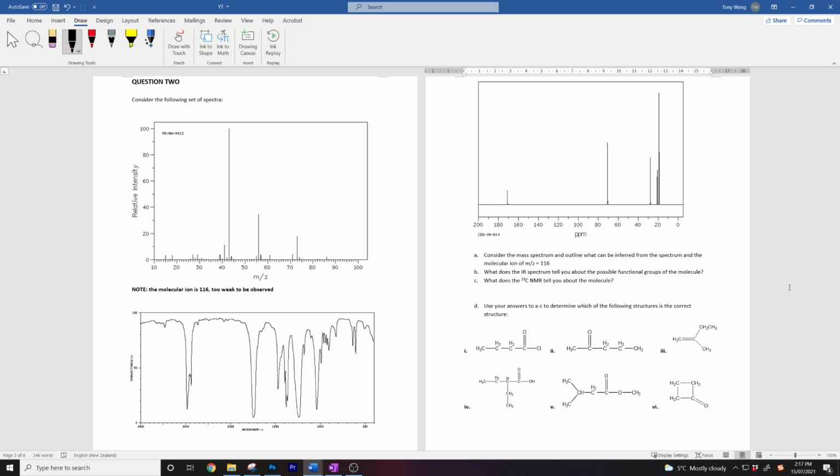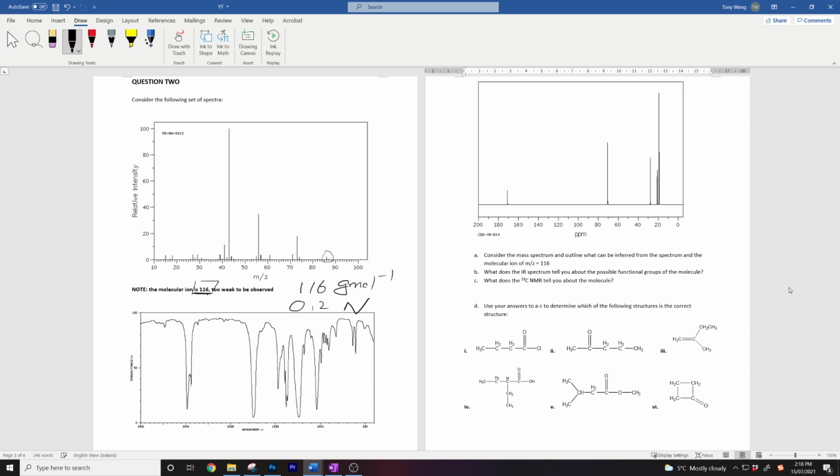Okay, now next question. This says the molecular ion is 116. Make sure you read it. Don't just go straight, oh, this is the molecular ion because that's the furthest right-hand side peak. You're on the right track, but I already told you the molecular ion 116 is too weak to be observed. So the molar mass is going to be 116 grams per mole. That means if you look at the nitrogen rule, you could have 0 nitrogen, 2 nitrogen, 4 nitrogen. You're not going to get any more than that.